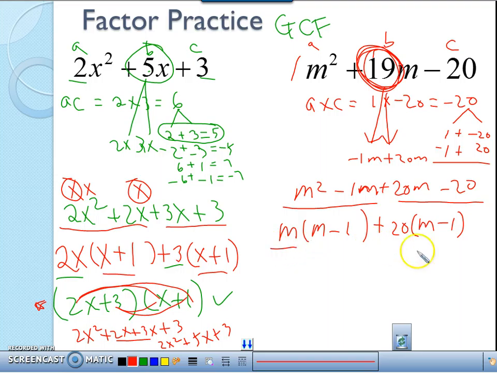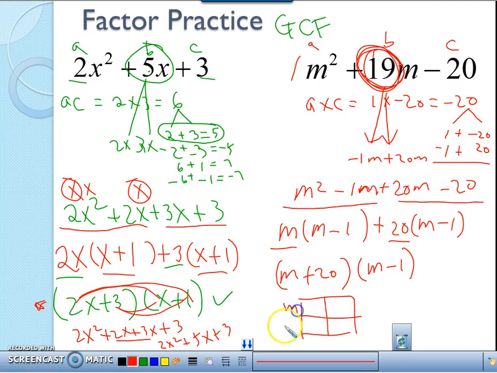So right here, you're going to first write m plus 20 times m minus 1. And this is your answer. So if I do the box method or if I FOIL, I get this. So I'll show you with the box method.